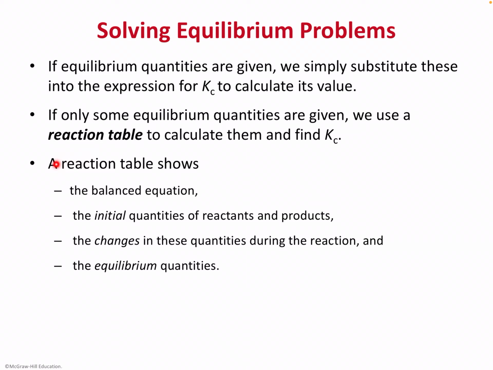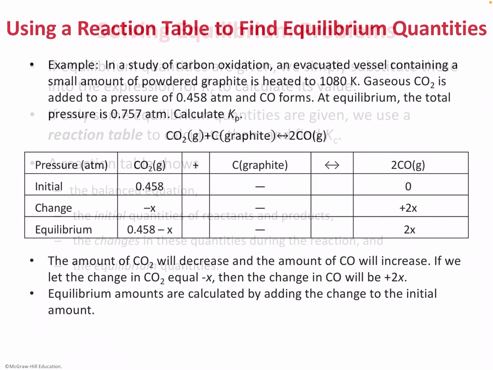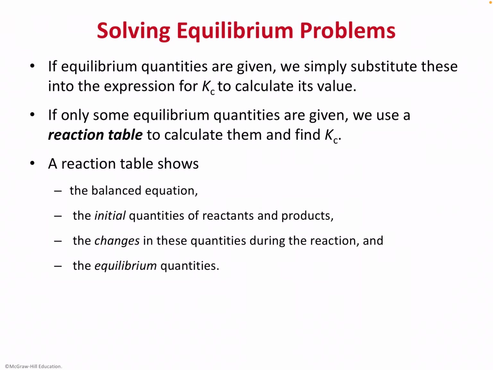So what do we have in a reaction table? So we need to have the balanced equation. So the first thing is we always have a balanced equation. And then we're gonna find out the initial quantities of reactants and products. What's the initial amounts? And then the changes in these quantities during the reaction and the equilibrium quantities.